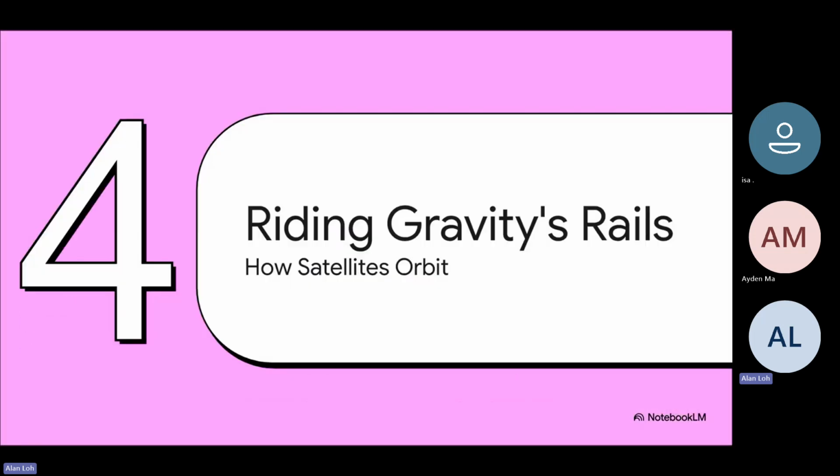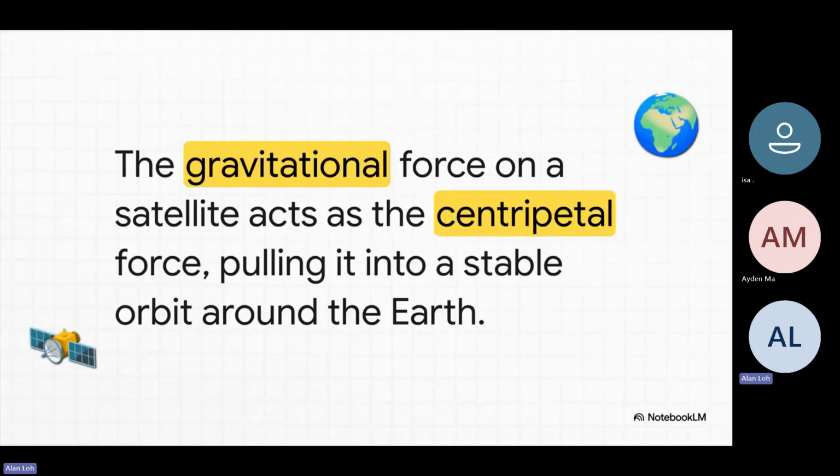Okay, so let's bring it back home and see how we've used all these cosmic rules to our advantage. I'm talking about the thousands of man-made satellites that are circling our planet as we speak. So how does the satellite stay up there without just falling back down? Well, here's a wild thought.